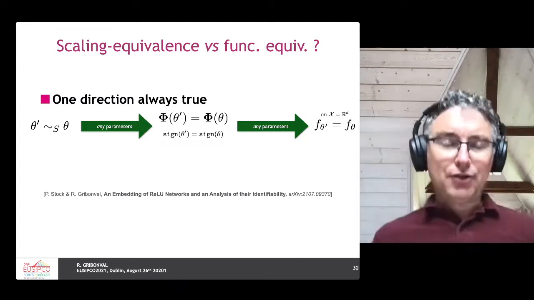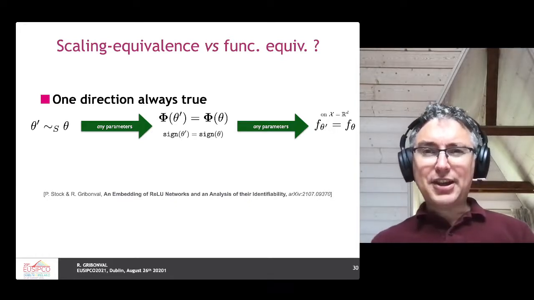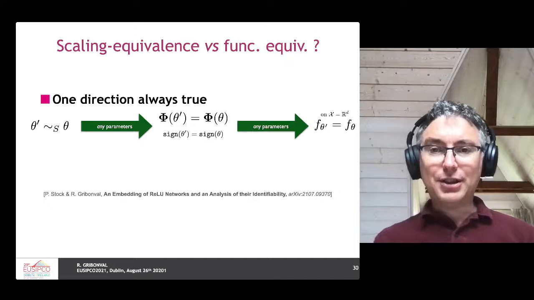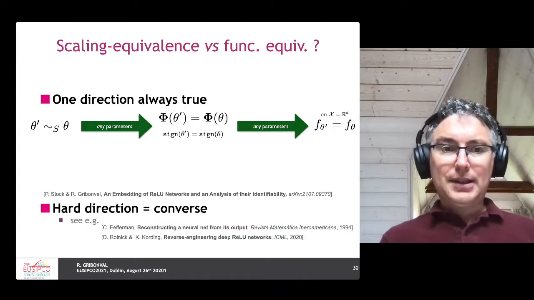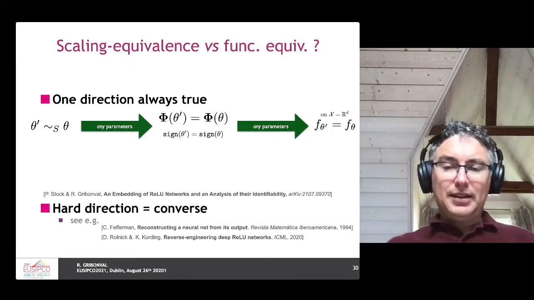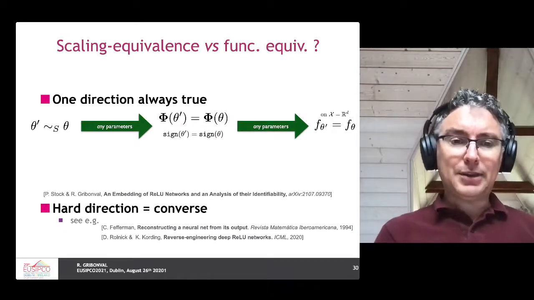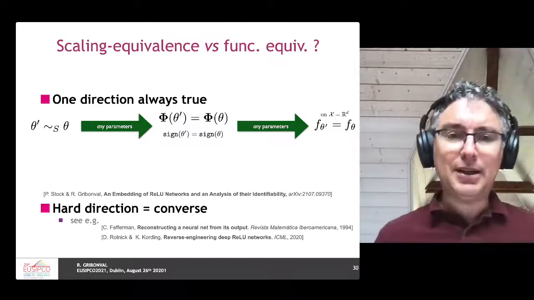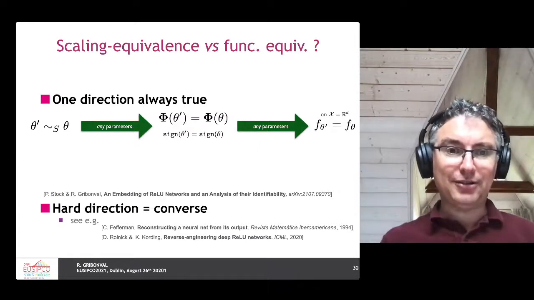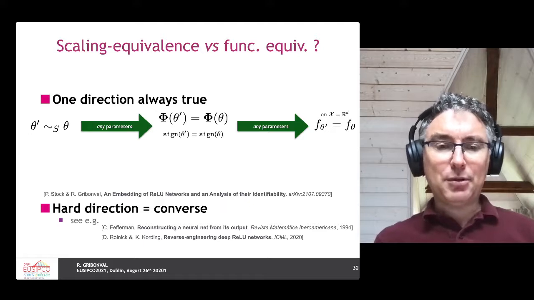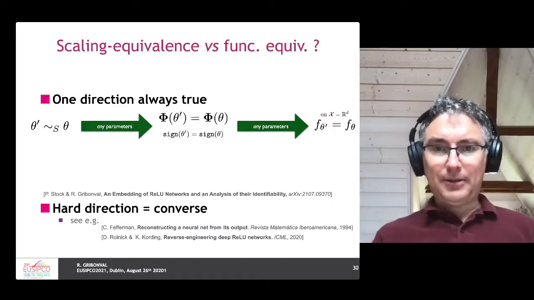Now, the reason for introducing this embedding is to also investigate the reverse question. To what extent does the knowledge of the realization imply that we know something about the parameters? But that's the hard direction. It's not a new question. It was explored in the 1990s, for example, by Fefferman, not for ReLU networks at the time, but for networks with the hyperbolic tangent nonlinearity. And it's been explored from a more algorithmic perspective recently by Rolnick and Kording.